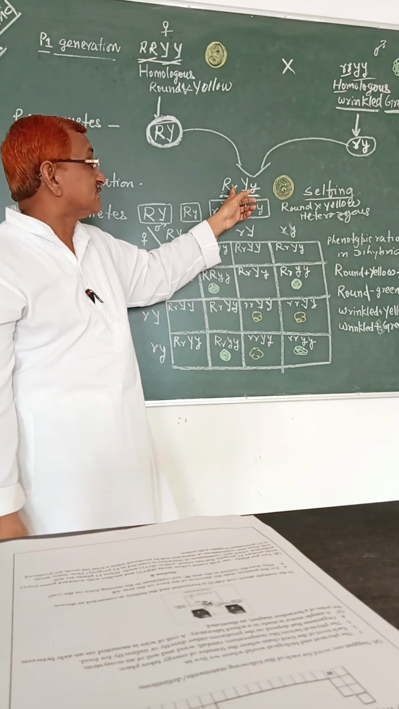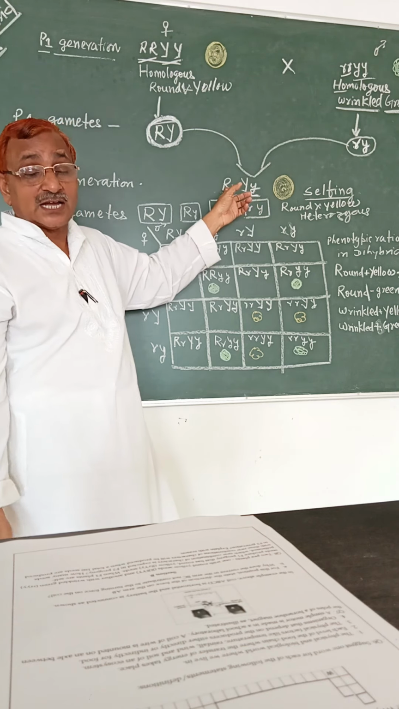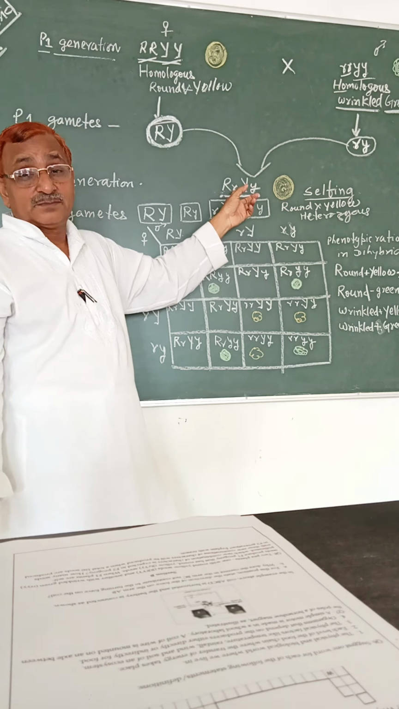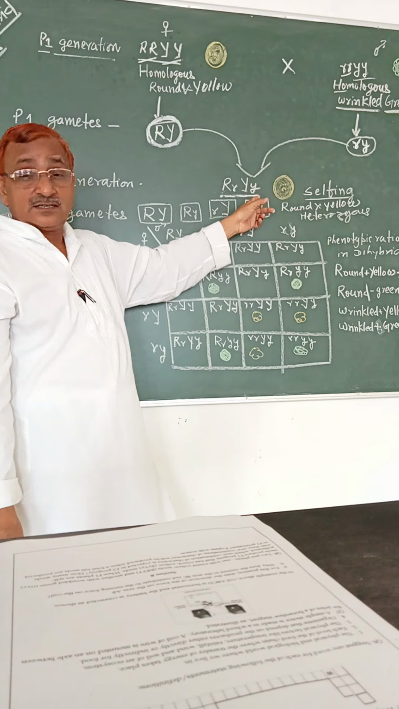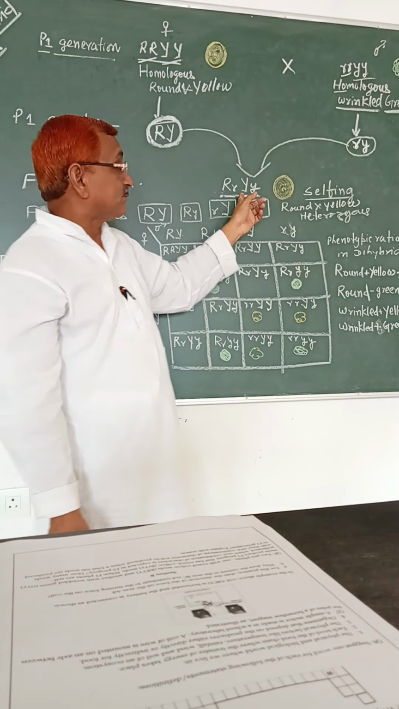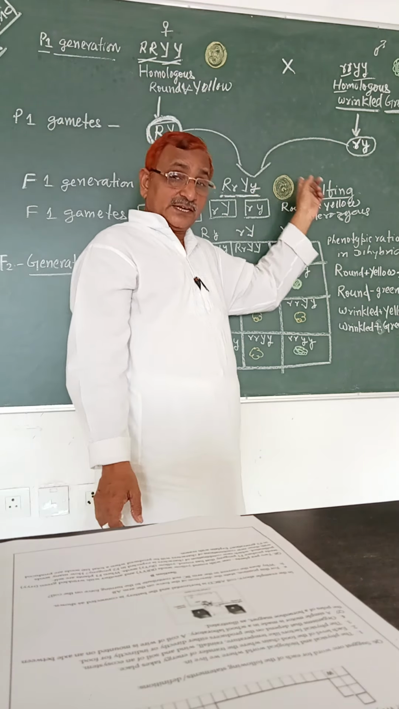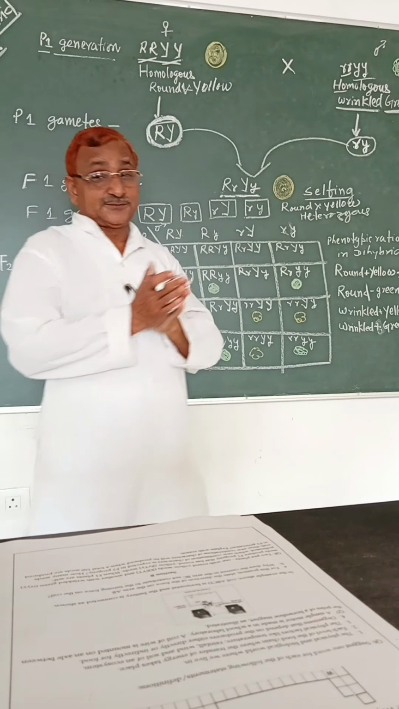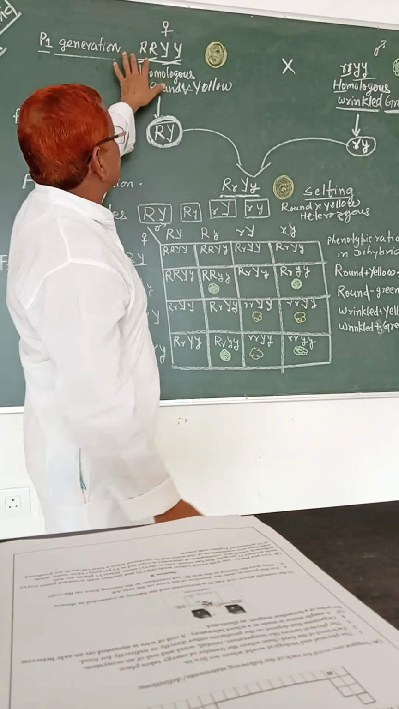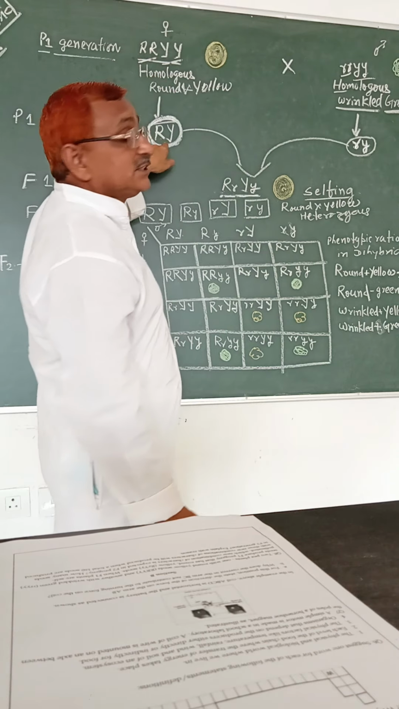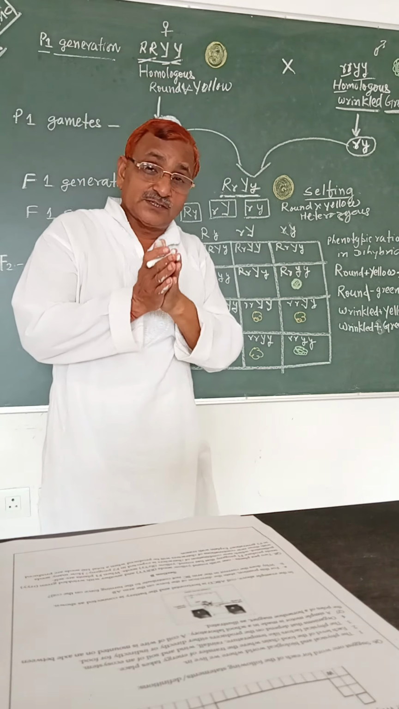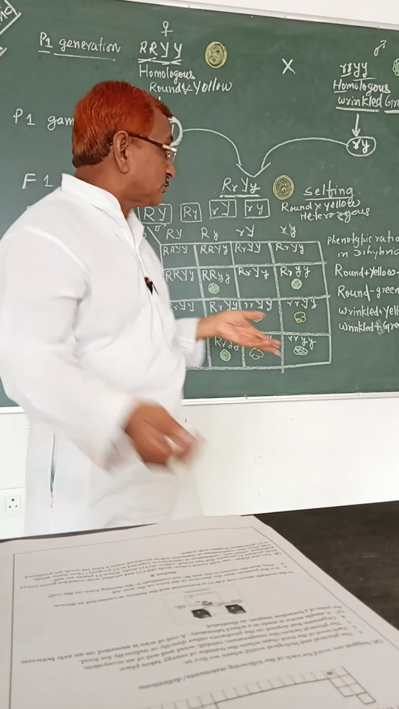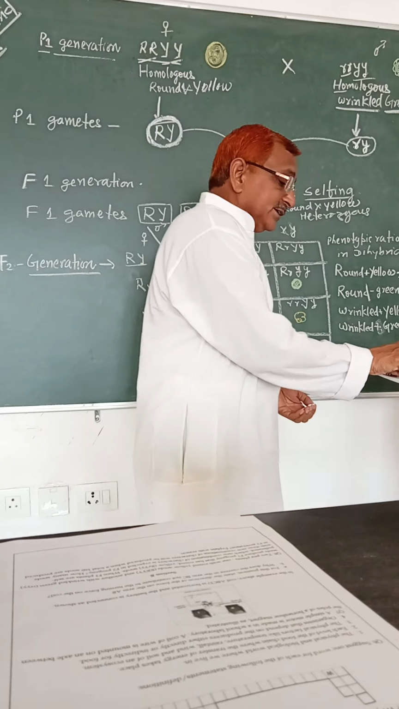According to the law of dominance, the factor capital R is dominant and makes the seed round in spite of the presence of a small r. Similarly, capital Y makes it yellow, so yellow and round will be the phenotype. According to the law of segregation, the factors exist in pairs but only one enters into each gamete. During gamete formation they separate, and in the next generation they assort independently. So the law of segregation is also applied here.